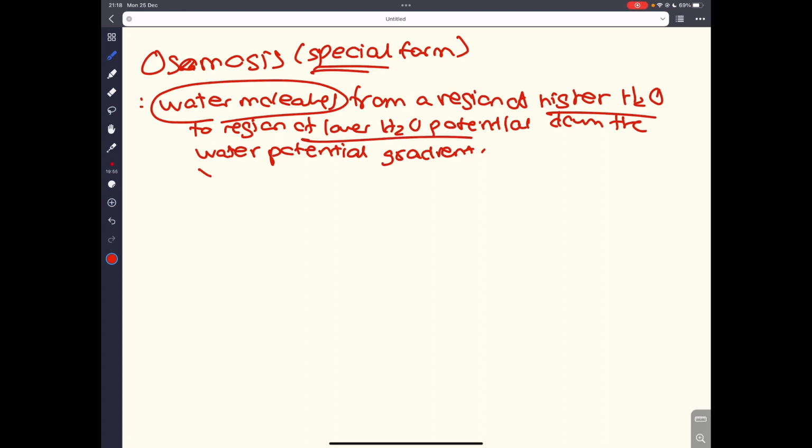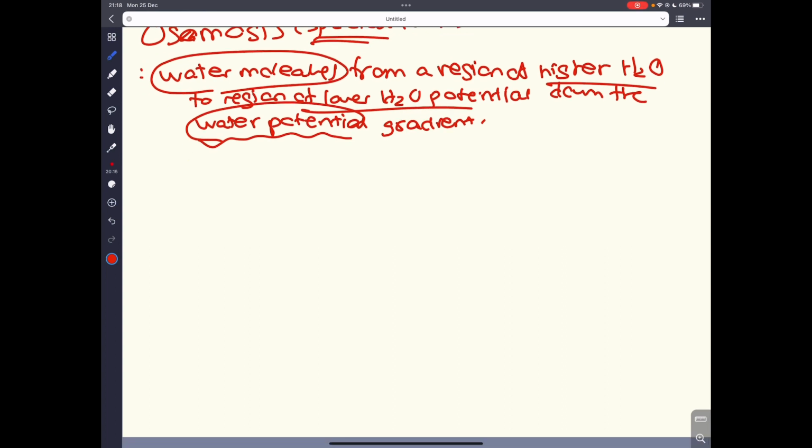A very key thing you have to notice is that I use water potential to describe my answer. If you are given this in a test, you have to use the correct term, water potential. You cannot say water concentration, because it is not scientifically correct. So please do take note of that.